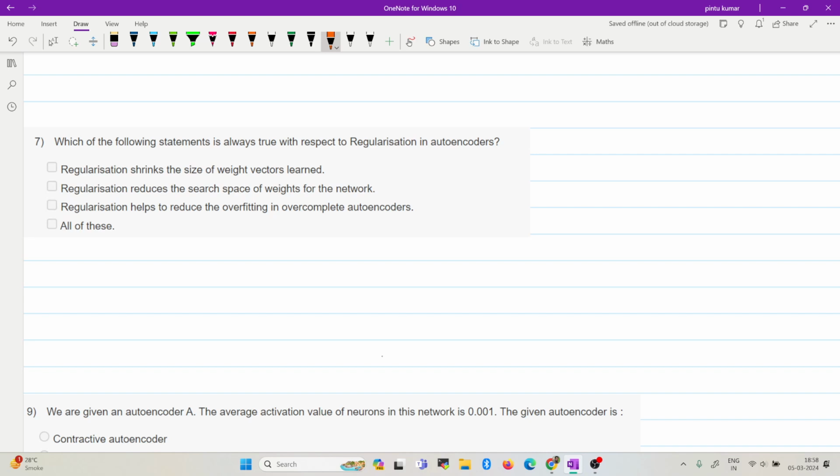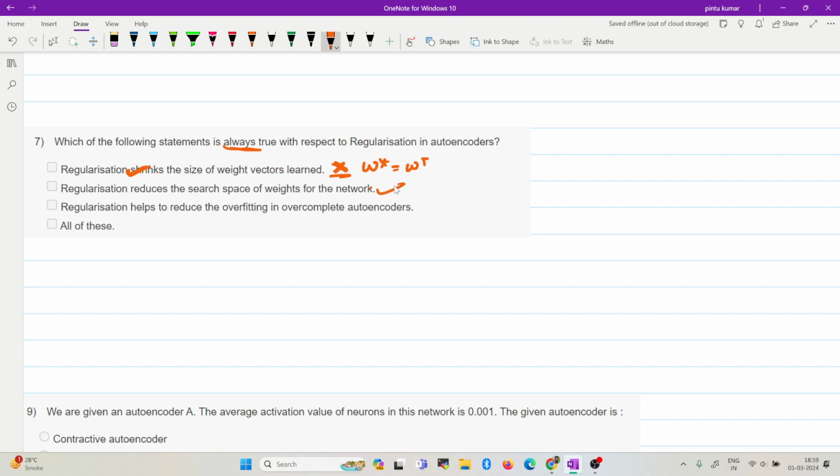Okay, so the question was, which of them is always true? Regularization shrinks the size of weight vectors learned. This is not always true. There are other methods that we discussed for which we didn't reduce the size of the vector. We reduce the size only when we tie W star with W transpose. From an understanding perspective, there are some regularization methods that also do this, but here we won't take this option.